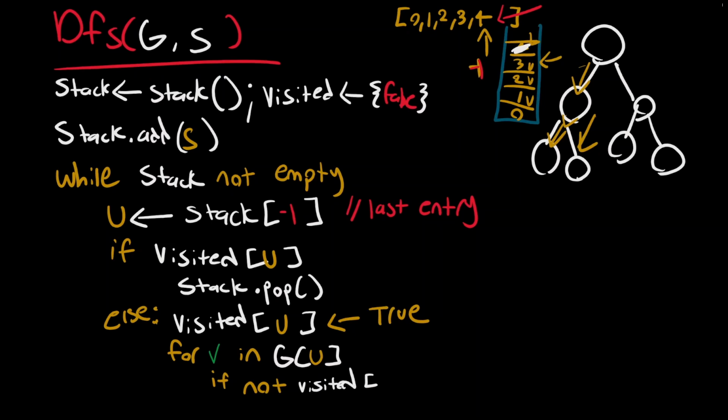So if we haven't visited v at all, let's add v back into the stack, to make sure we aren't repopulating things we've already visited. And if this is true, if it's not been visited, let's say stack.add(v). That is how to perform DFS with a stack.